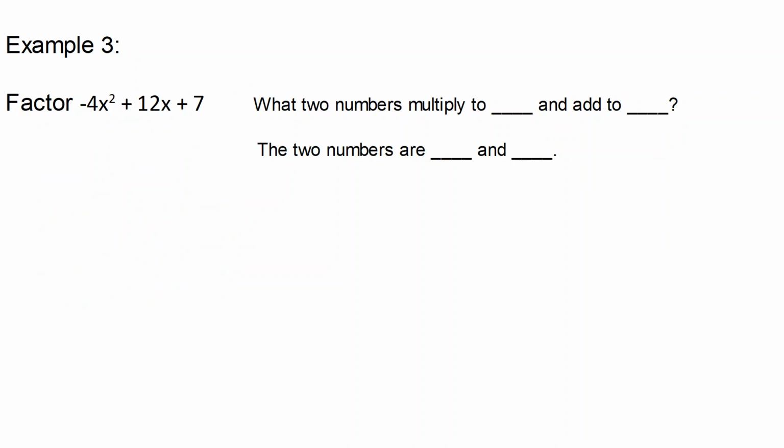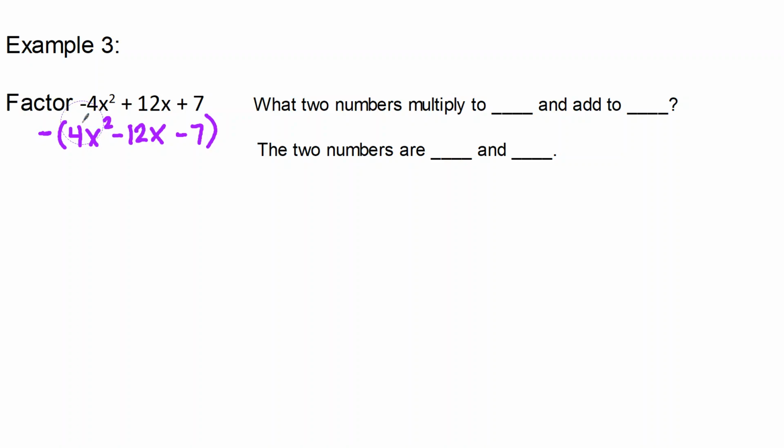Let's try example 3. Okay, for example 3, we check for GCF. There is no number, there is no variable in common. However, there is a negative. And we said any negative leading coefficients, that negative should be factored out. So while we're not factoring out any numbers or any variables, we are going to factor out that negative sign, which means we're dealing with 4x squared. It's going to change the signs of everything, minus 12x and minus 7.